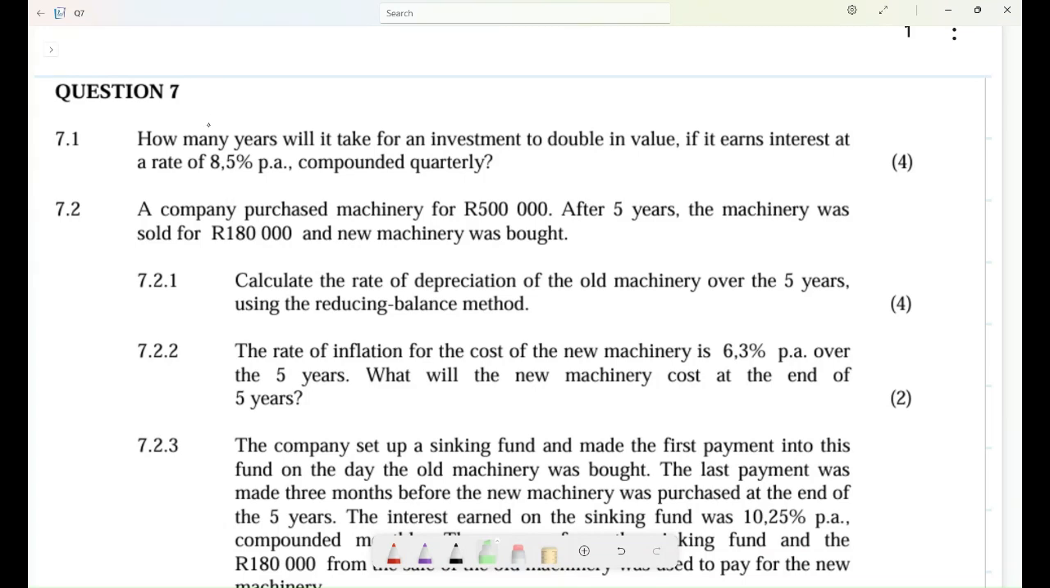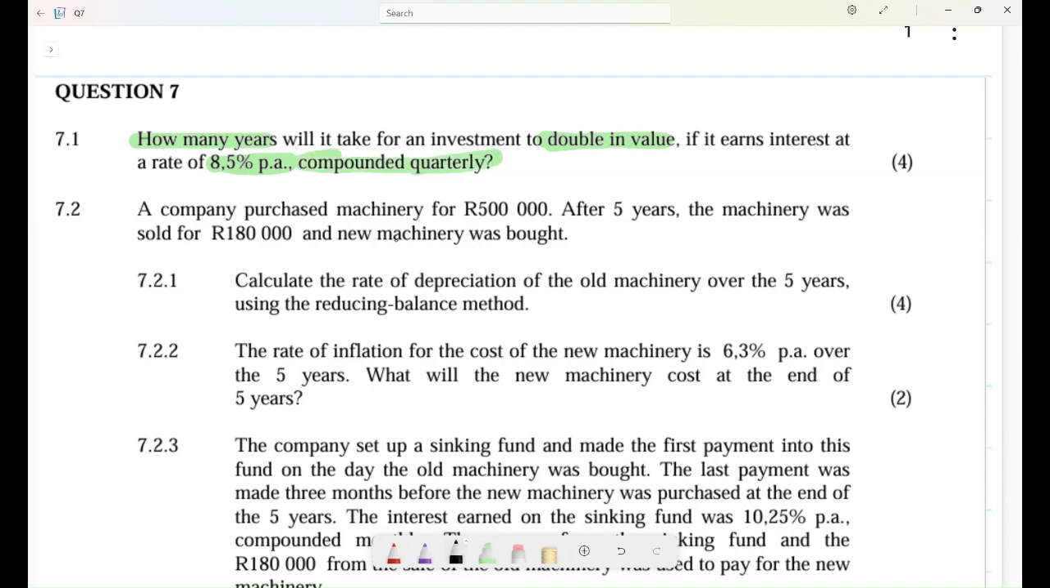This is question 7 under the May June 2022 question paper. It says, how many years will it take for an investment to double in value if it earns interest at a rate of 8.5 percent per annum, compounded quarterly? This is very important, compounded quarterly.